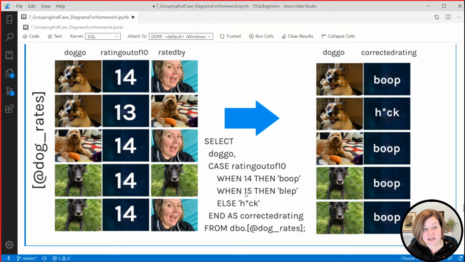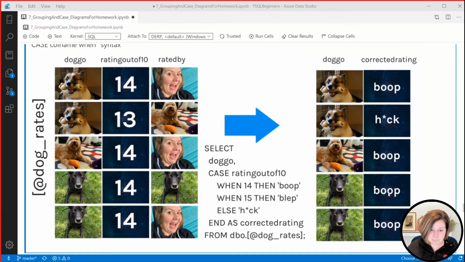When it is 15, we don't have any of those, right? When it is 15, we're going to return blep. So there's no bleps in here because it checks for it, but it doesn't find anything that matches. So we don't get that as a result. Else, otherwise return heck. So for the 14 ratings, we get boop. We have that one 13 rating that gets heck back. And we're aliasing the column corrected rating.